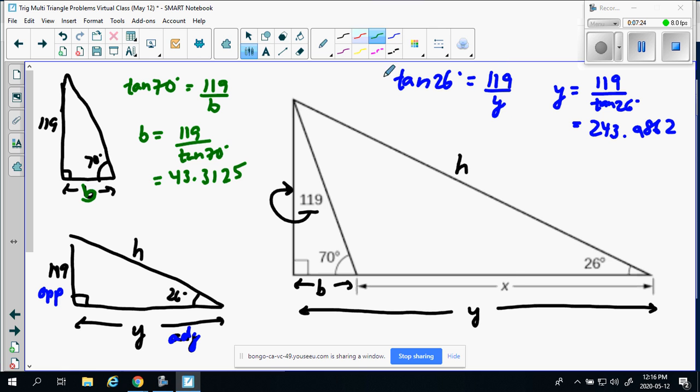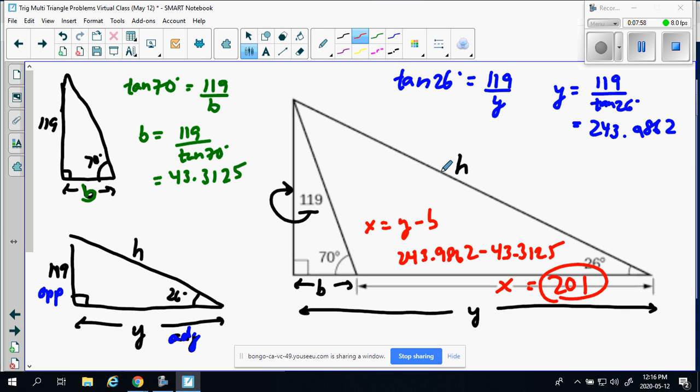So the last step is to find X. So I just need to take Y minus B. So I'm going to take 243.9862, and I'm going to subtract B. So 243.9862. I'll subtract my answer, and I am getting 201 as my final answer. And I rounded that because they rounded it to the nearest whole, so I'll give it to them to the nearest whole.